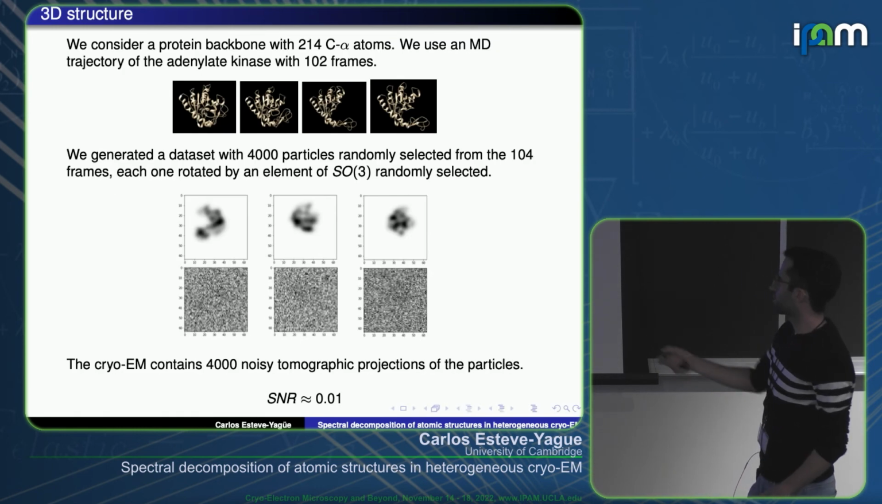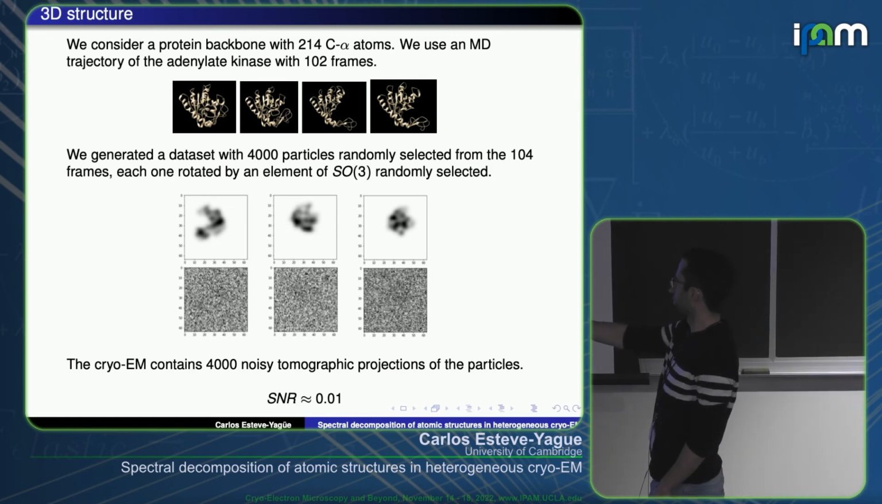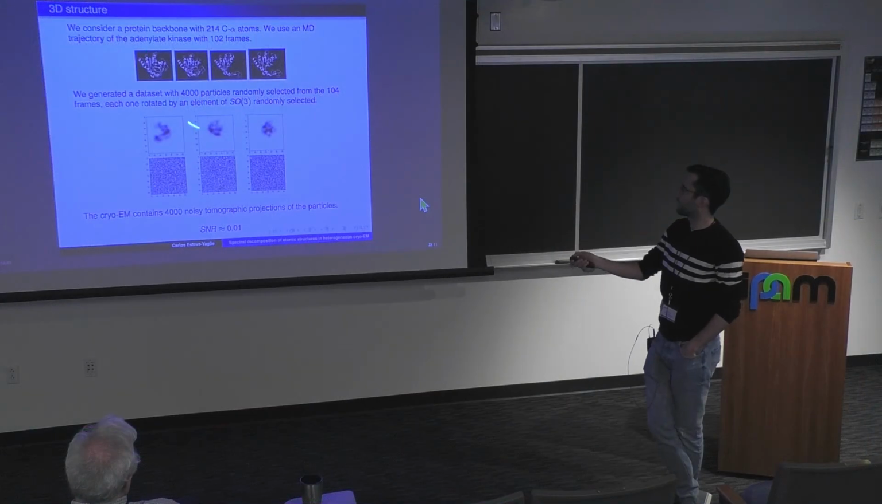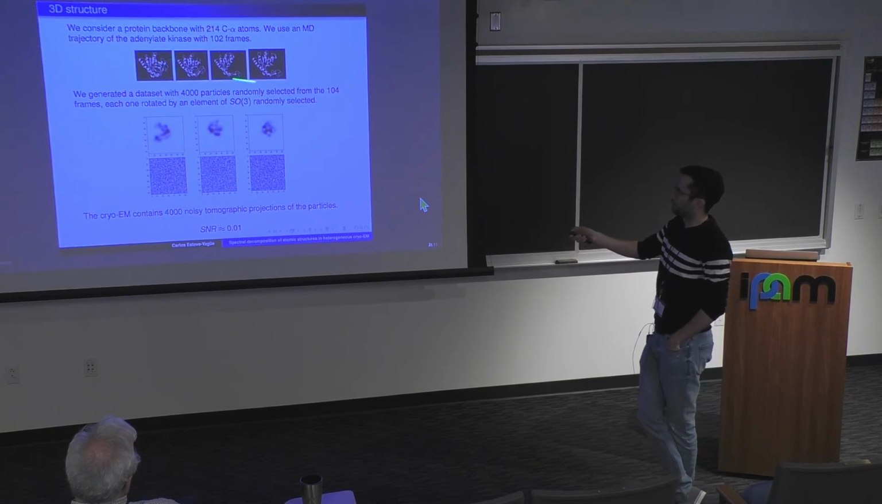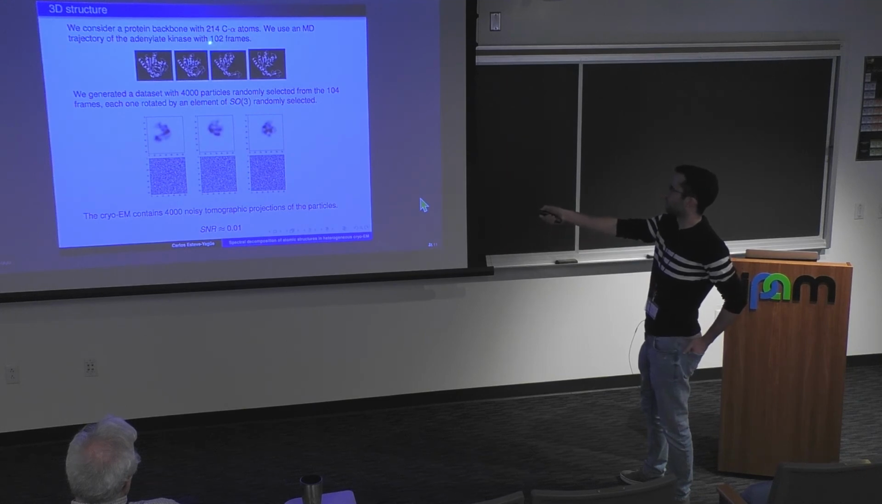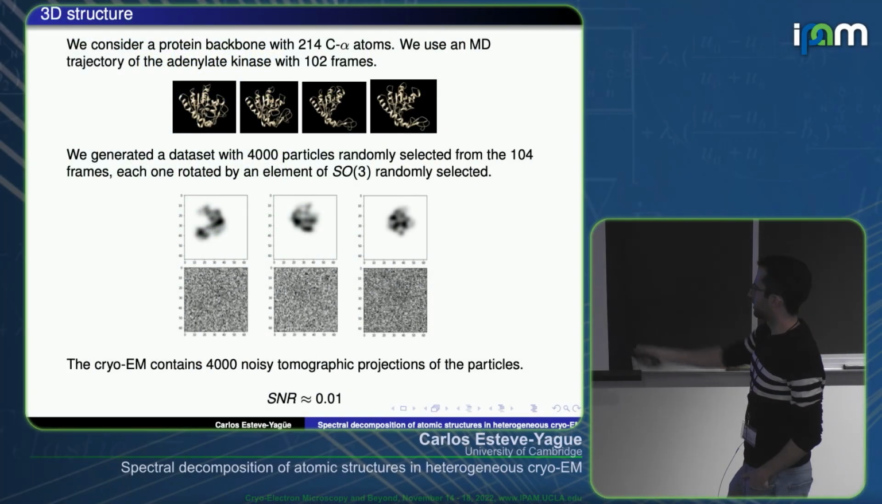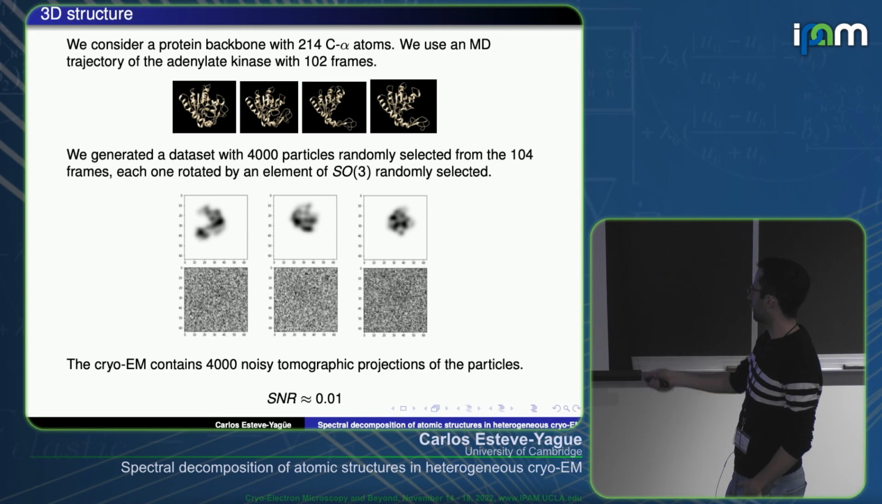And then for 3D structure, we have done this numerical experiment where we have this kind of molecular trajectory. And so we have 102 frames, but we have generated a data set with many of these frames from these 102 frames. And we have randomly rotated them and projected them to create this data set with, again, 4,000 noisy tomography projections.